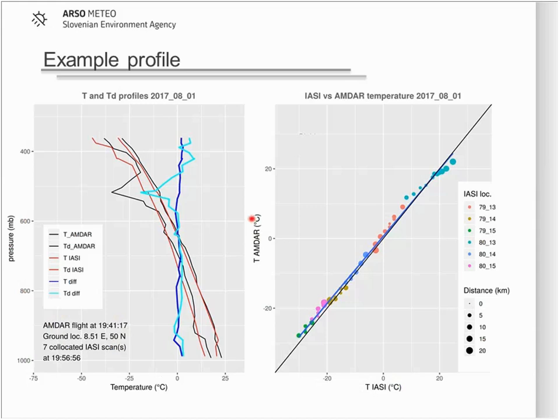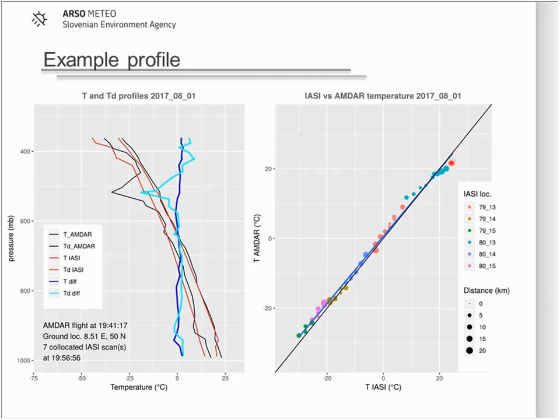So this is just an example from the same day before. In black, you can see an AMDAR profile. This is the dew point temperature and this is temperature. And in red, you see the IASI profile. The blue lines just represent the differences between the two. And this plot shows you the collocated, the matched measurements. Okay, so we have 6 IASI profiles along one AMDAR flight, and they're represented here in different colors. And the size of the point represents the distance.